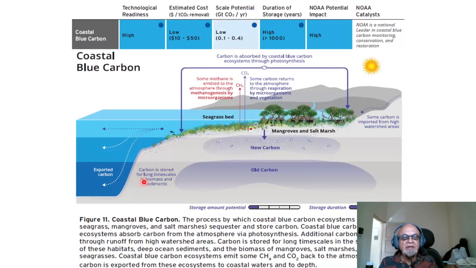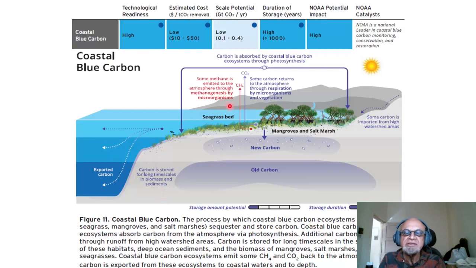Coastal blue carbon, again, something we discussed already. You have basically seagrass beds, mangroves, salt marshes, etc. Some carbon is being imported from high watershed areas, so you are sequestering new carbon, mixing with the old carbon. Carbon is stored for long time scales in biomass and sediments.